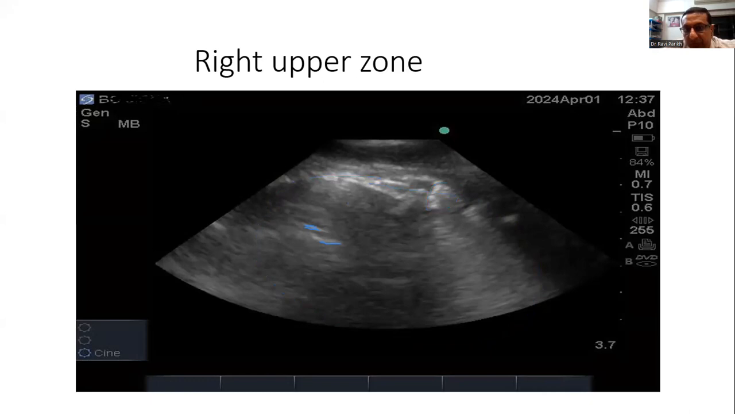So I think what you've clearly demonstrated, sir, is that you can actually use a sector probe very nicely. You've got good depth as well. If you look at that, you're going up to about 3.7 centimeters and you're getting a very nice large area of your lung. So, my compliments, sir. God bless you.